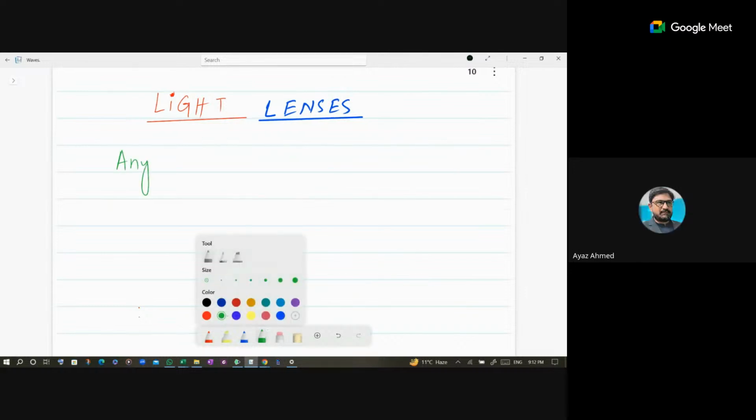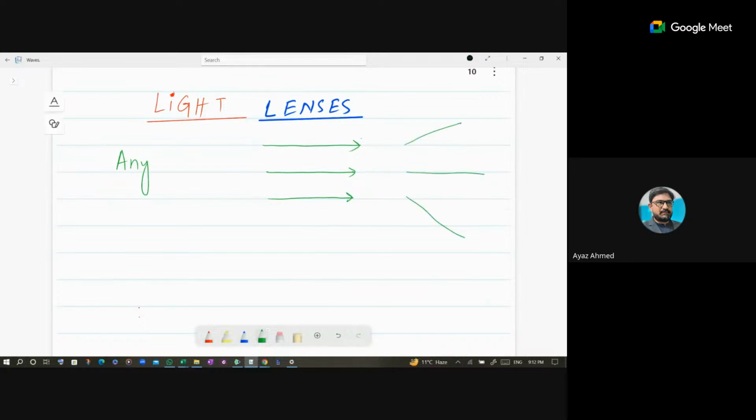Did you ever notice that when you throw light on your glasses, they spread the light out? Or when you throw light on the glasses from your mobile, those glasses make a single spot of light. Did you ever notice this? What do they do? They reflect the light.